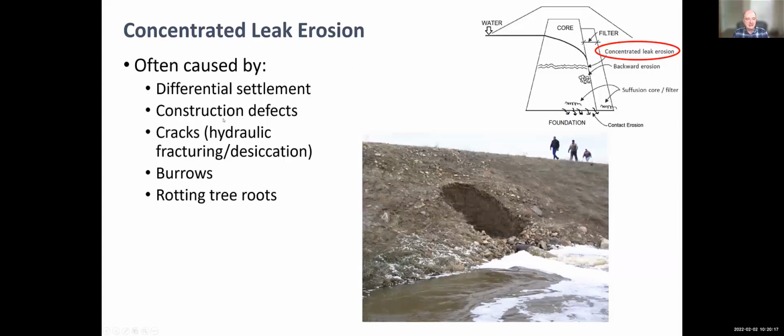And of course, when these things occur, you get differential settlement, you get maybe some cracks, and these concentrated leaks don't have to be associated with a low-level outlet. There could be things like animal burrows or rotting tree roots that again concentrate the seepage at one specific location, and that starts the piping process and the internal erosion.